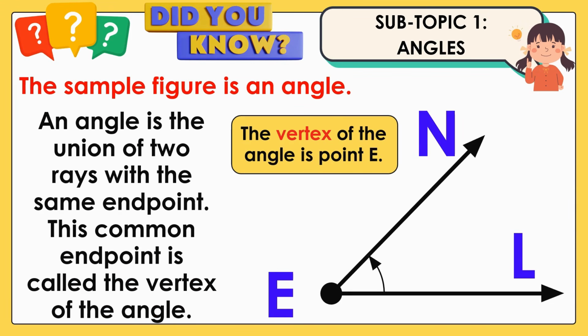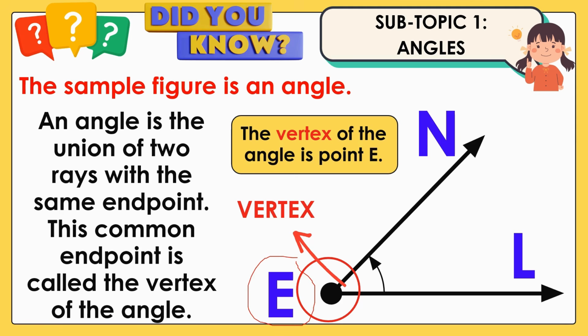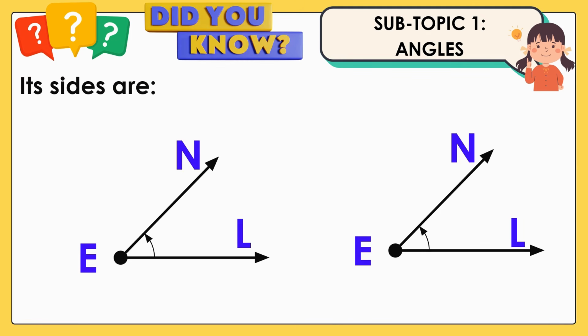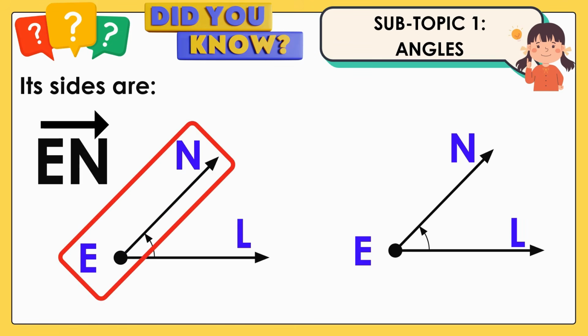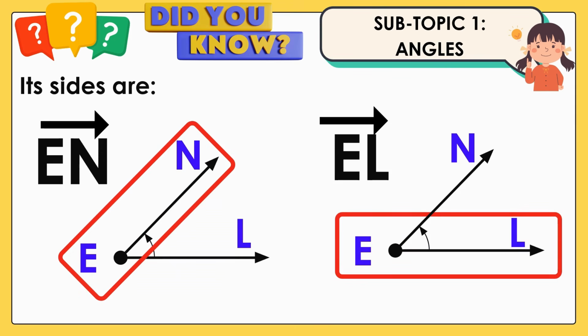Let's have our topic. The sample figure is an angle. The angle is the union of two rays with the same endpoint. This common endpoint is called the vertex of the angle. The vertex of the angle is point E. Its sides are side EN and side EL.